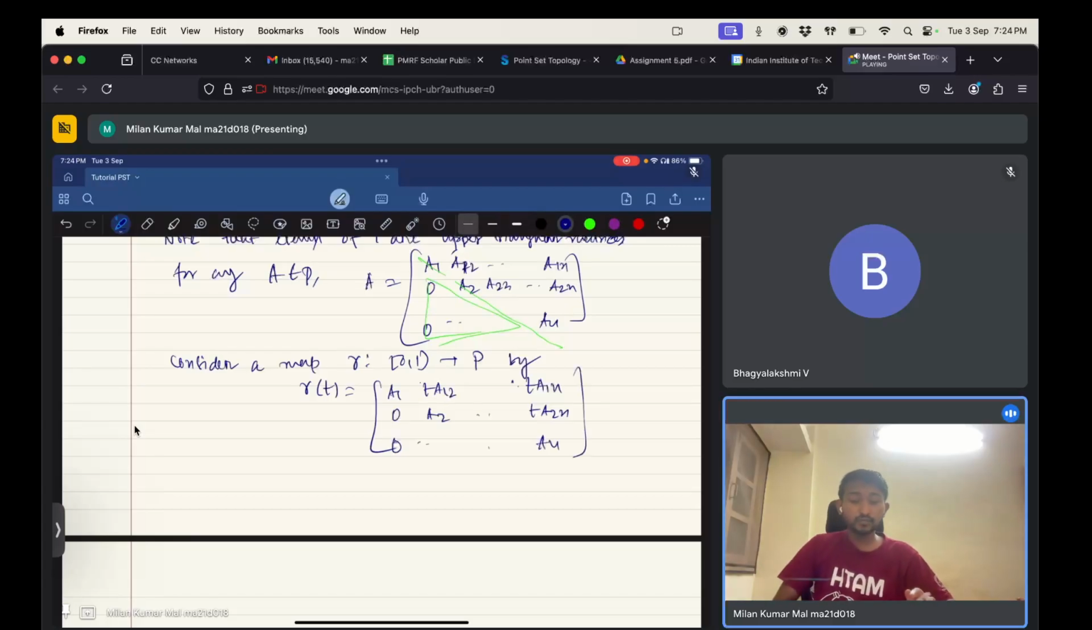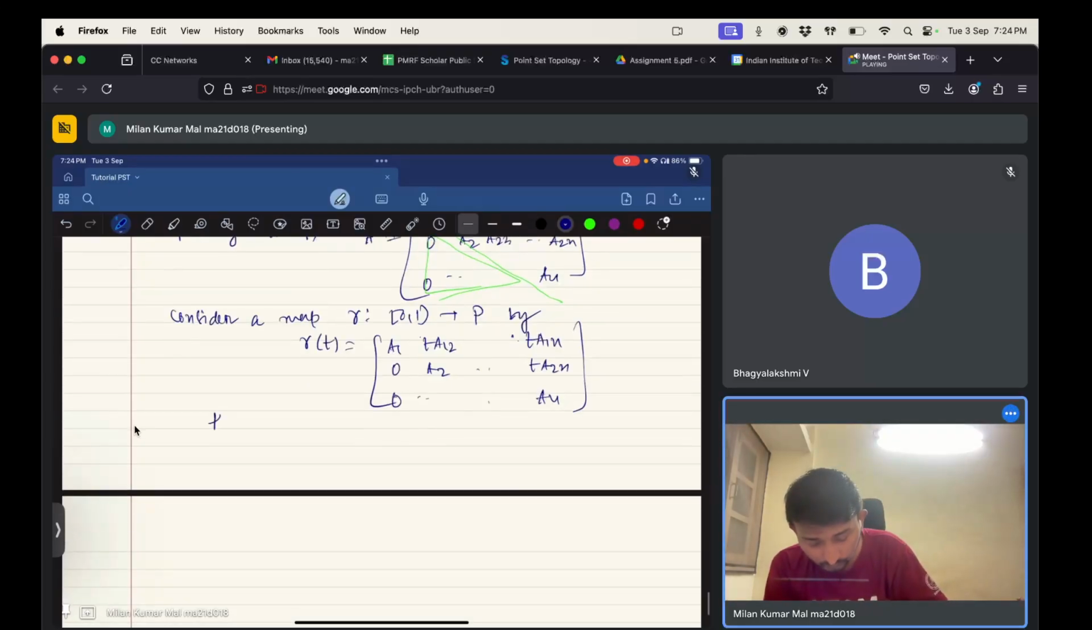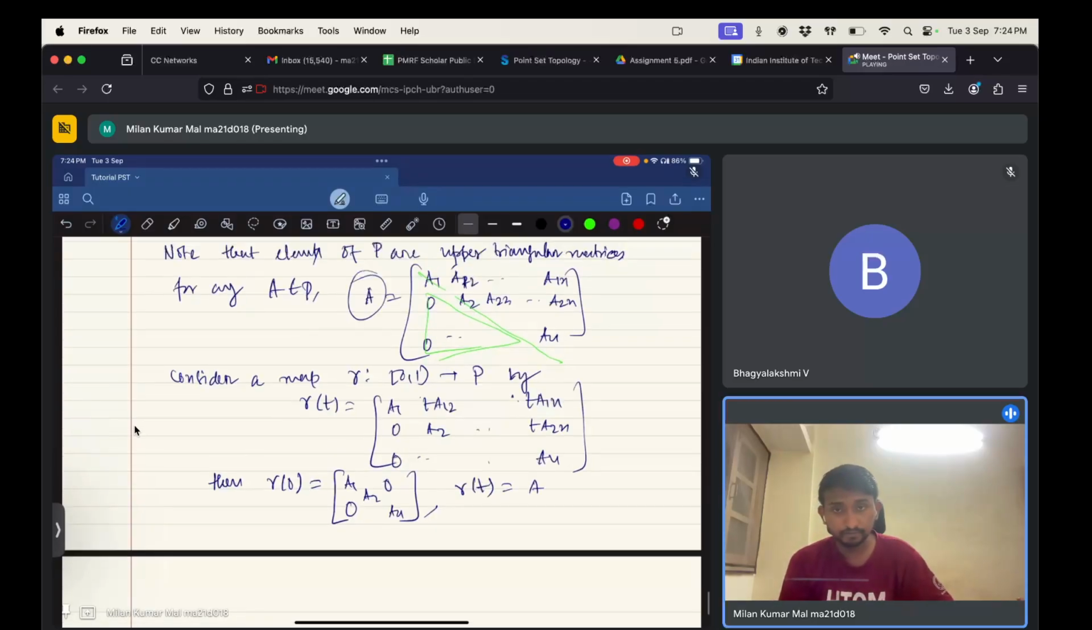If you look at this map, t is multiplied with the elements above the diagonal, and the main diagonal elements are kept as they are. Then gamma(0) will be the block diagonal matrix with A1, A2, up to Ak, and all other entries are 0. And gamma(1) will be this matrix A.